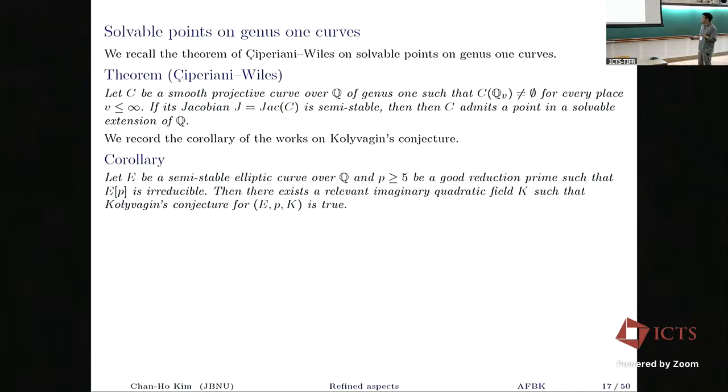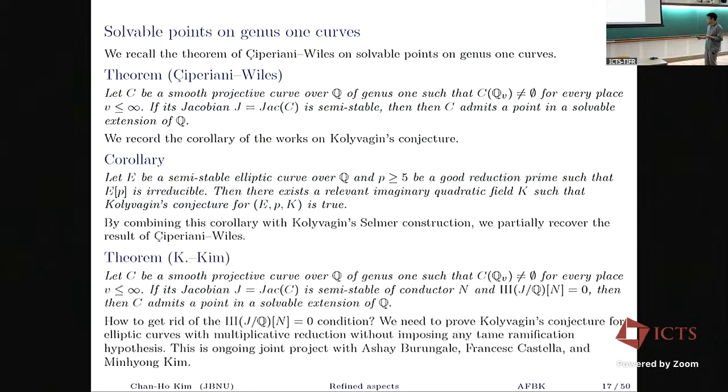Now we try to recover this theorem as much as possible. And now we record the corollary of the works on Kolyvagin's conjecture. So this is exactly what I wanted to say. I start with a semi-stable elliptic curve over Q, and p larger than 3, a good reduction prime, such that E[p] is irreducible. Because of the semi-stability assumption, surjectivity and irreducibility are equivalent, in particular for p larger than 3. And there exists a relevant imaginary quadratic field K such that Kolyvagin's conjecture for this triple is true.